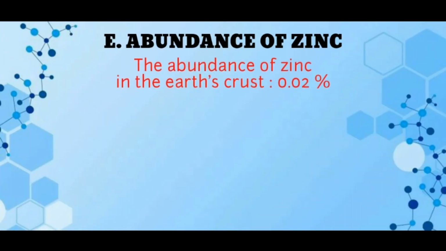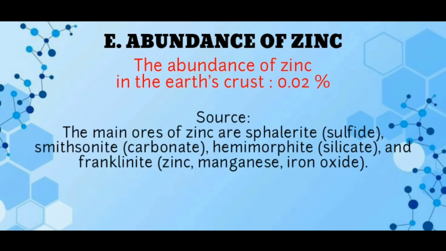The abundance of zinc in the Earth's crust is estimated to be around 0.02%. That places the element about number 24 on the list of elements in terms of their abundance. Zinc is found in nature combined with other elements as ores. The main ores of zinc are sphalerite, smithsonite, hemimorphite, and franklinite.